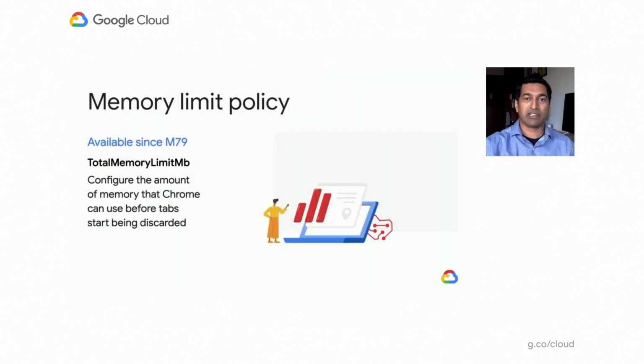We've also added a memory limit policy in M79, which is super useful for admins that manage a lot of virtual machines. This policy allows admins to limit the amount of memory that Chrome can use before tabs start being discarded. If you have large VMware or Citrix environments, we highly recommend trying out this policy.